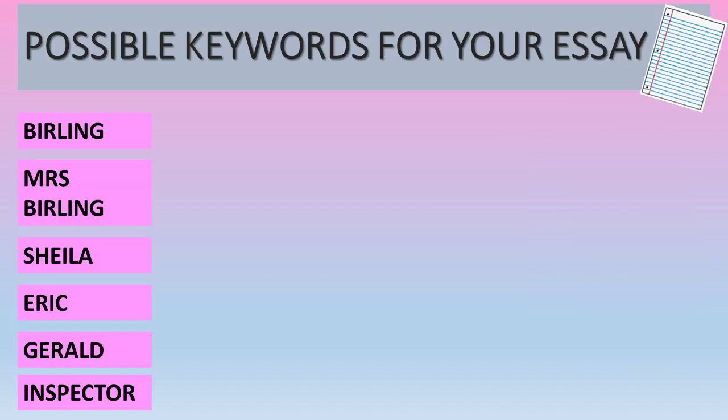Possible keywords for the essay: we might be asked to write about Mr Birling, Mrs Birling, Sheila, Eric, Gerald or the Inspector. It's unlikely that you're going to be asked about Edna. Eva Smith doesn't have too much to say, but you might have a question that is focusing around her involvement in the play. Those are the key characters and the likely candidates for questions.